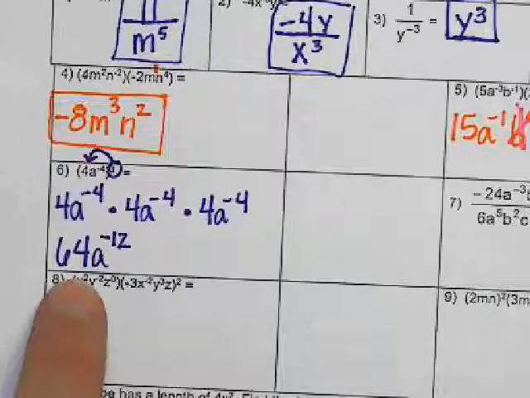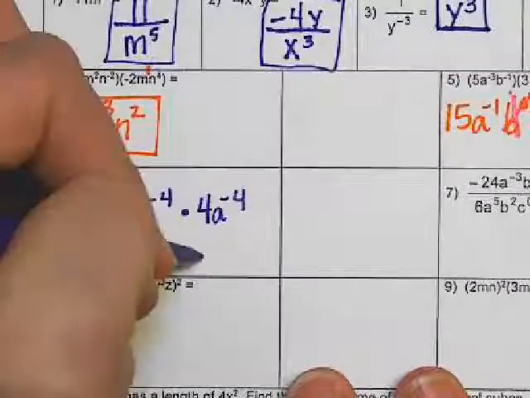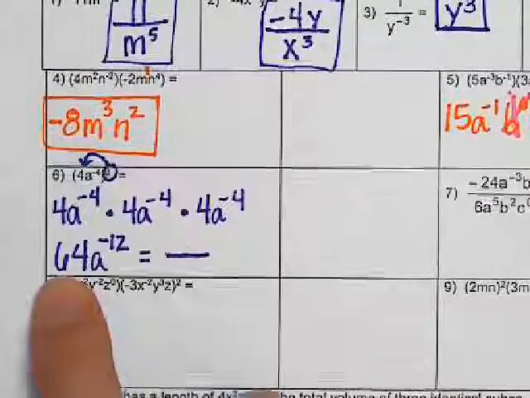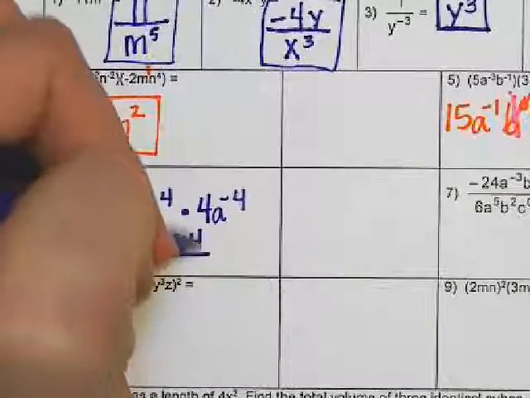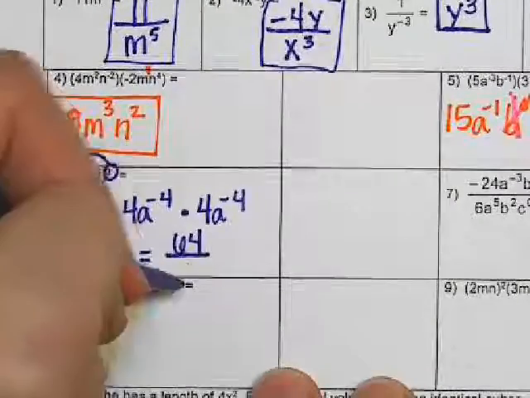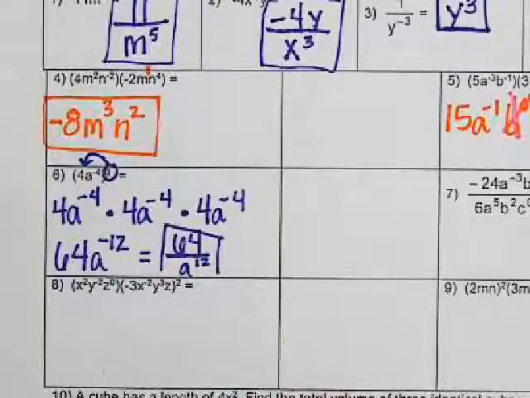Can this be my answer? No. What do I need to do? Make it a fraction. So draw your fraction bar. One thing at a time. 64, where's it going to go? Top. A to the negative 12, bottom, and it becomes positive 12.